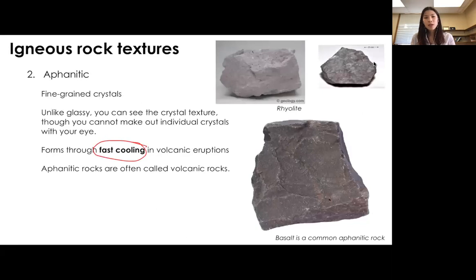These aphanitic rocks, because they form through fast cooling and volcanic eruptions, are often called volcanic rocks, which just lumps the rock name with the origin of the rock. So some examples here of common aphanitic rocks include rhyolites and basalts. We'll talk more about the composition of these to get their actual name, but you may have heard basalt as a fairly common rock name.